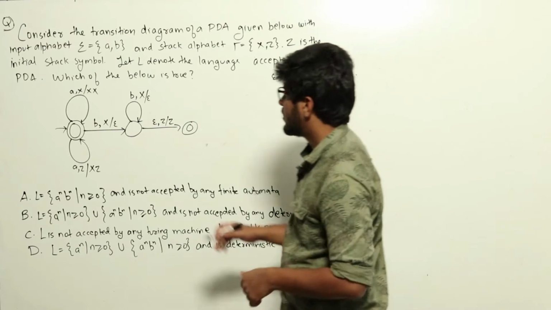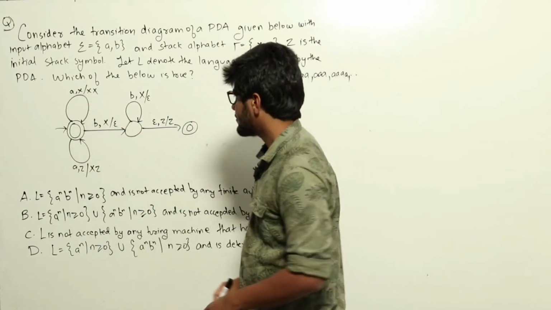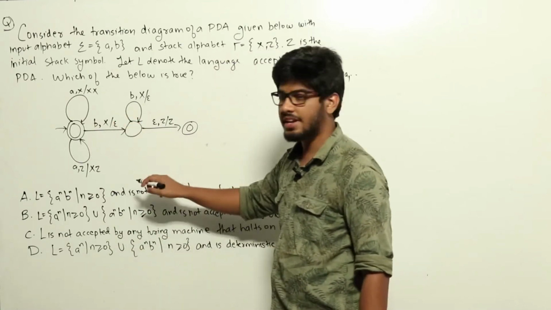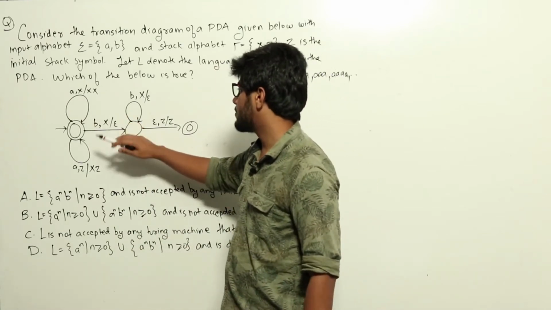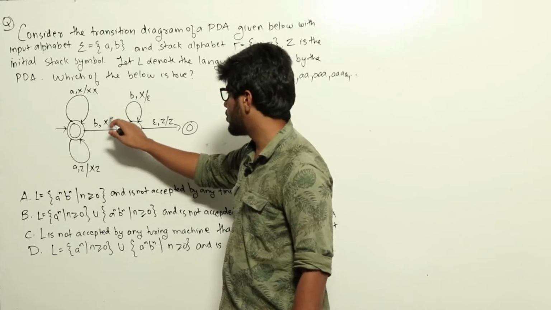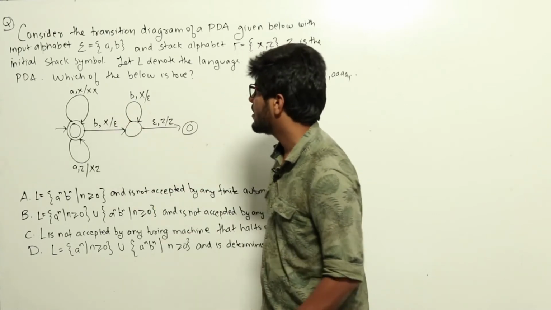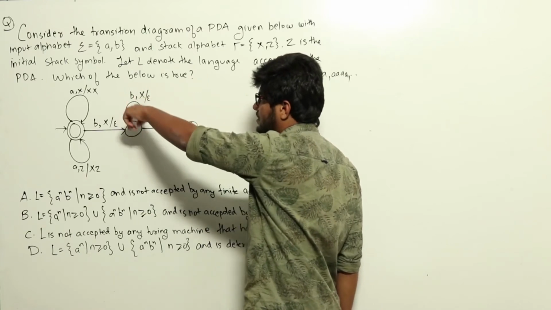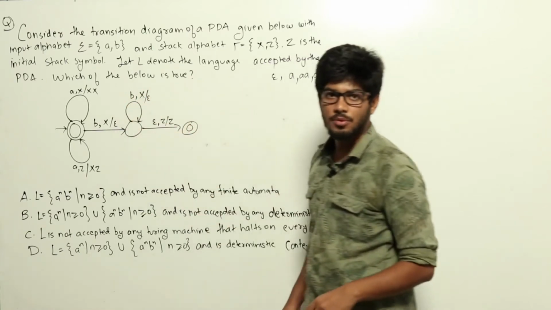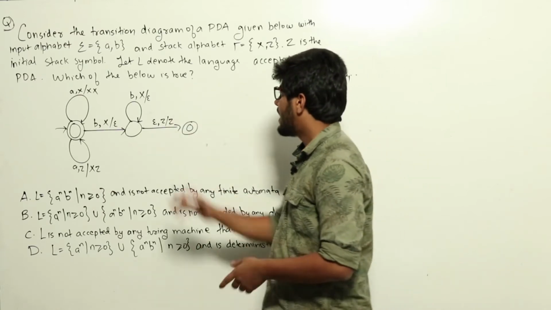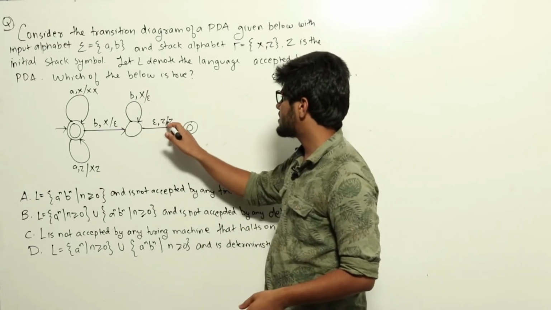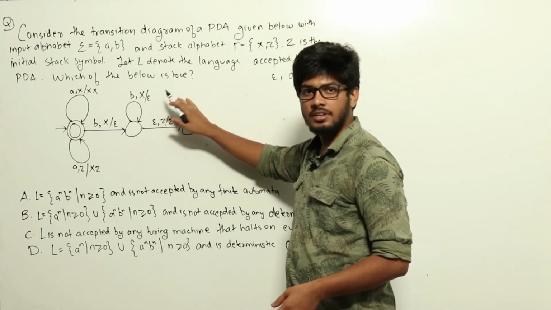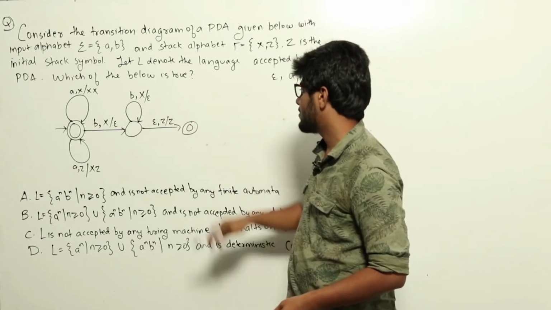Now after seeing some A's, if it sees a B and X on top of the stack, it will be popping that X from the stack and it will be pushing nothing. So it will be just popping that X from the stack and going to this state. After that, when it sees B and keeps on seeing X, it will be keeping on popping the X from the top of the stack, until it sees the initial stack symbol Z. At that point, it will just neither push nor pop anything, it will go to an accepting state.